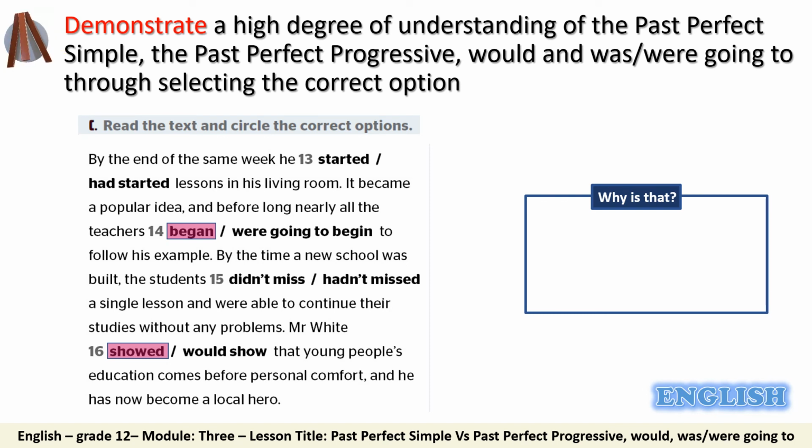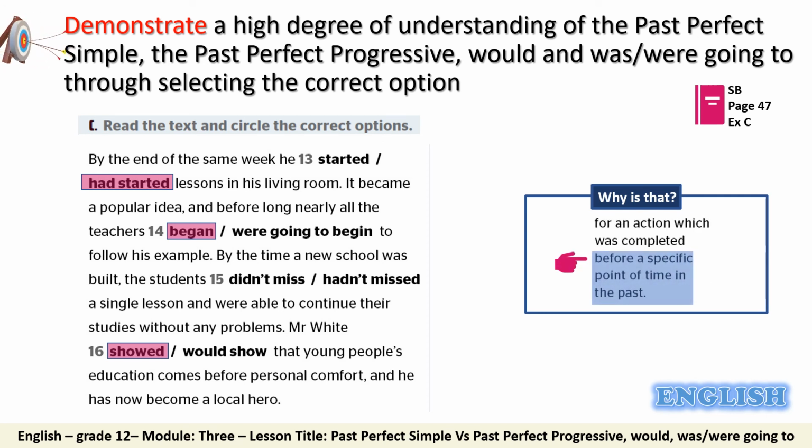We remain with the same task. So, number 13, what have you chosen as a correct answer? Well done. Had started. And why is that? Excellent. To show that an action was completed before a specific time in the past. And the point of time here is by the end of the same week.